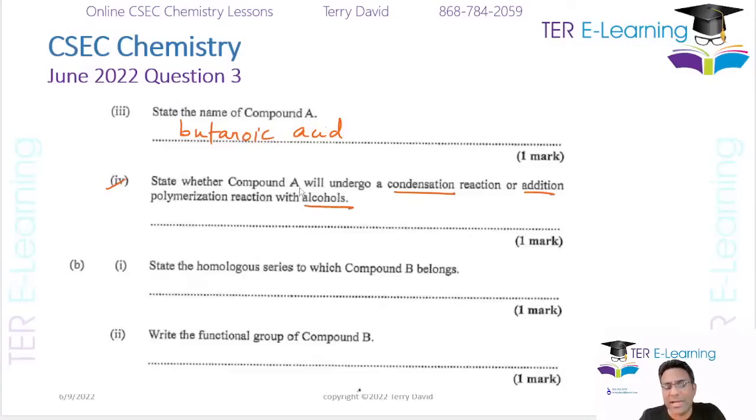So this is a kind of funny question actually. Compound A is an acid. If I react it with an alcohol, that's esterification we're talking about there, and that's a condensation reaction. So it's condensation, it's not an addition reaction. And the reason why it's a condensation reaction is water molecules are being eliminated. That's what's happening there.